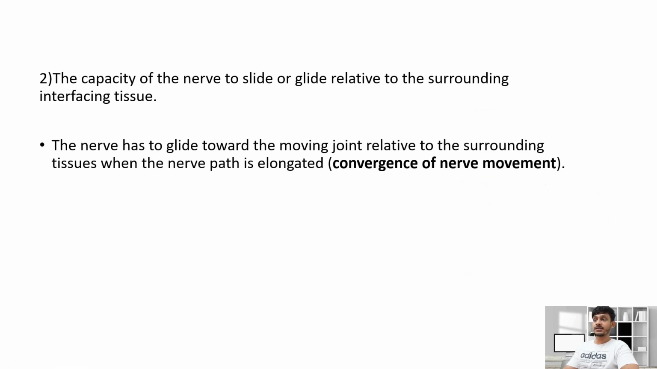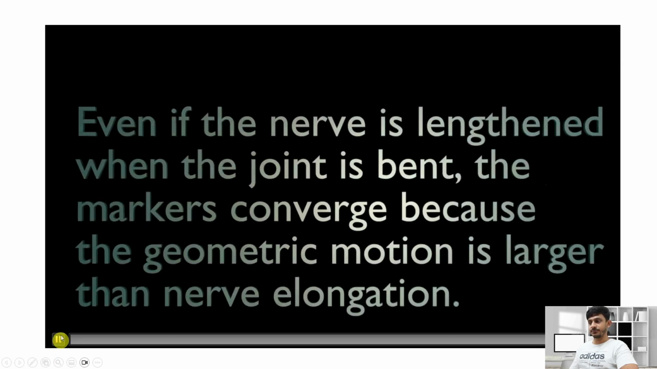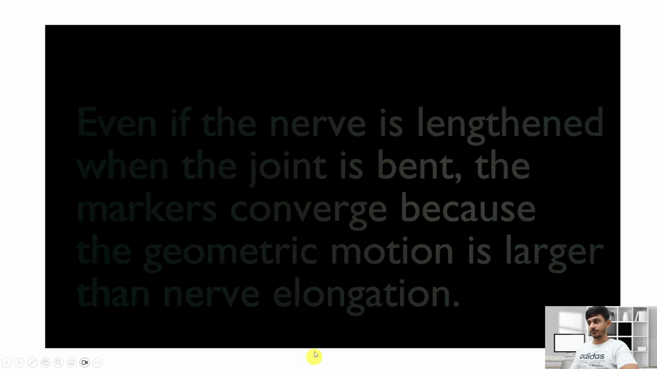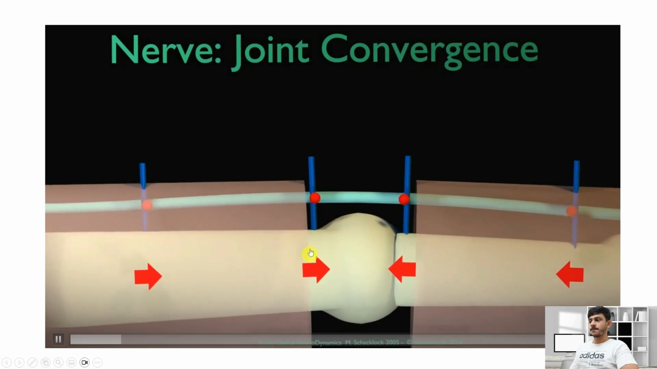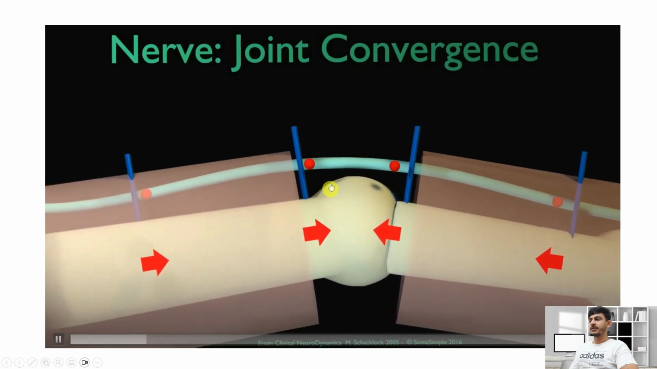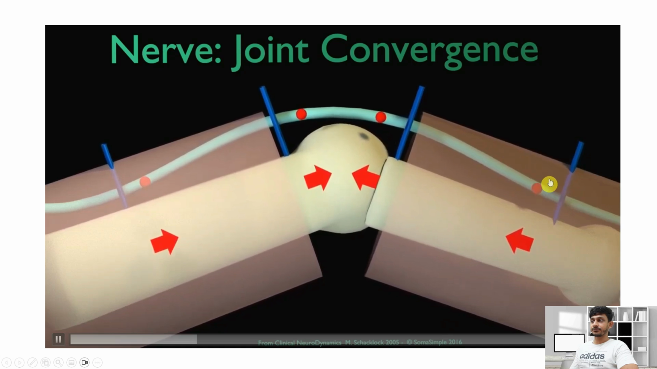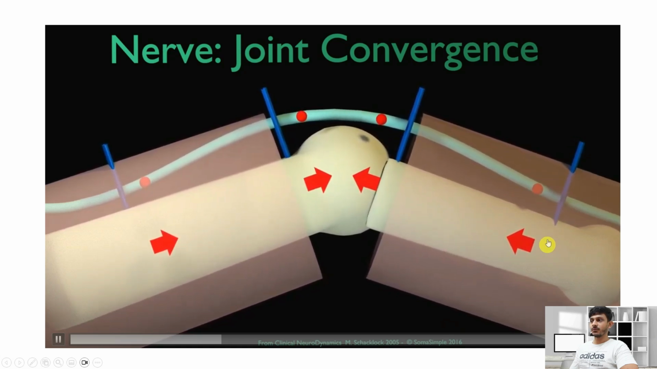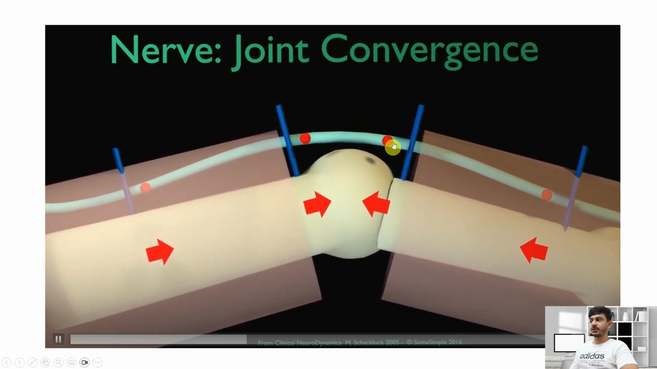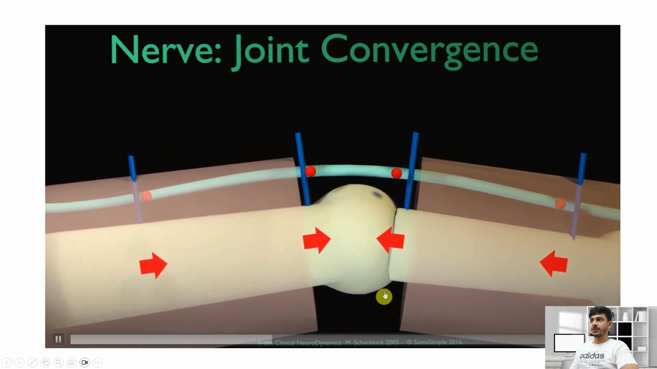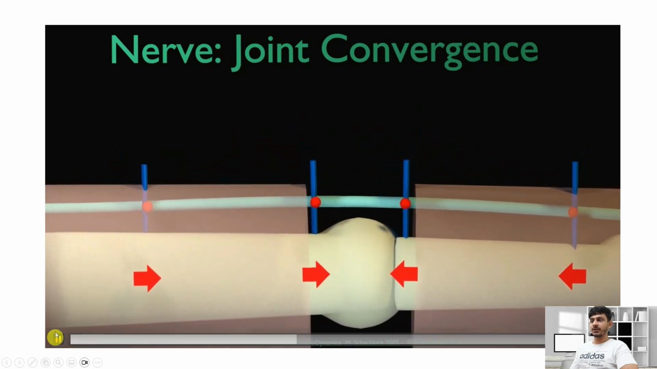Also, the nerve has the capacity to slide or glide relative to the surrounding tissue. So I'll just show you a video to demonstrate this. As you can see, when the joint flexes, the nerve glides. It doesn't stretch, it glides. You can see these two red balls coming together. Yeah, so this is the ability of the nerve to glide.